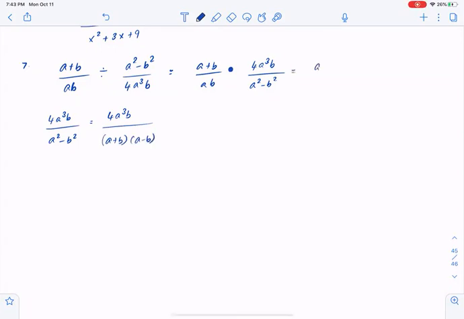So a plus b divided by ab multiplied by 4a cubed b over a plus b times a minus b. The a plus b's will get cancelled. The b will get cancelled. The a and one of the a's in a cubed will get cancelled. So we have 4a squared divided by a minus b.